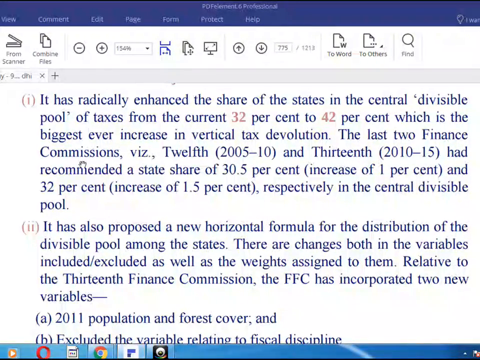The last Finance Commissions, the 12th (2005-10) and the 13th (2010-15), had recommended a state share of 30.5%, an increase of 1%, and 32.2%, a 1.5% increase, respectively, in the central divisible pool.